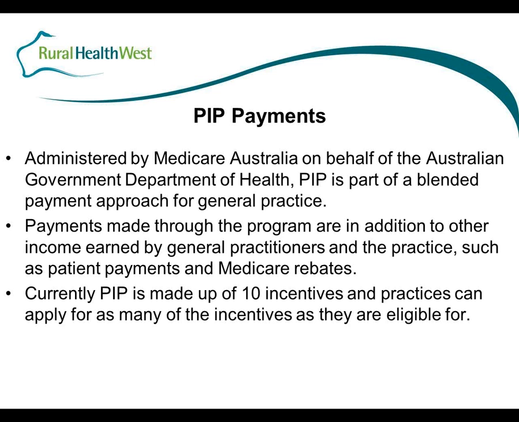Administered by Medicare Australia on behalf of the Australian Government Department of Health, PIP is part of a blended payment approach for general practice. Payments made through the program are in addition to other income earned by GPs and the practice, such as patient payments and Medicare rebates. Currently, PIP is made up of 11 incentives and practices can apply for as many of these as they are eligible for.